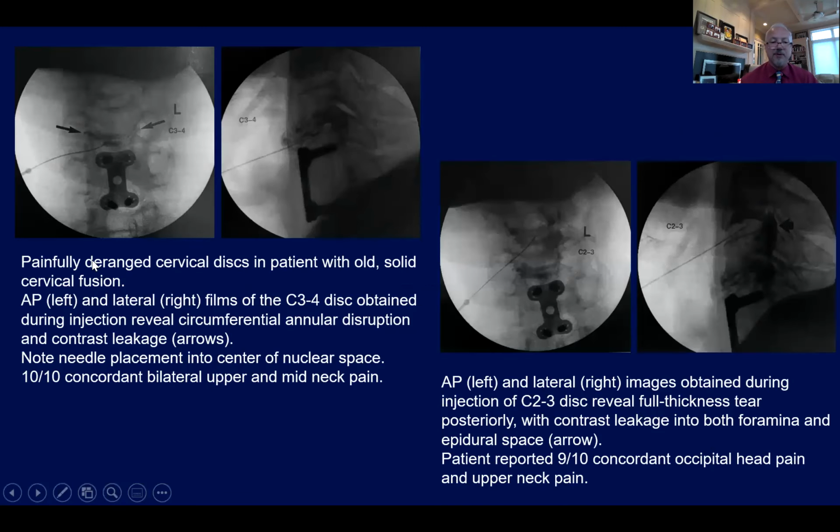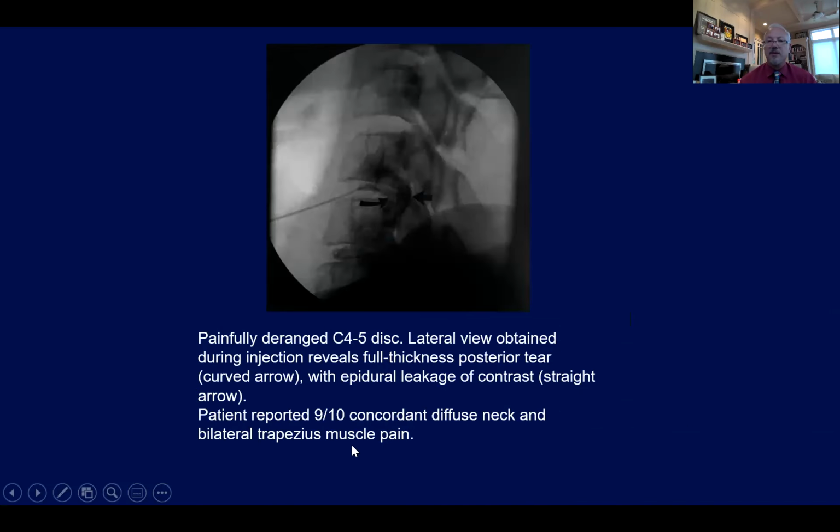Here's some examples of a painfully deranged cervical disc in a patient with a prior fusion, and you can see leakage of the contrast with annular disruption. Another patient here with a prior cervical fusion from a C2, C3 disc injection showing a full thickness tear with spillover of the contents of the injectate, both into the neuroforamen as well as into the epidural space. So these are severely deranged discs at the C2, C3 level, and the patient corroborated this as a painful disc by providing a high-level pain score.